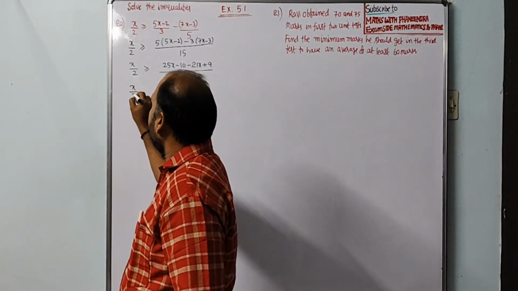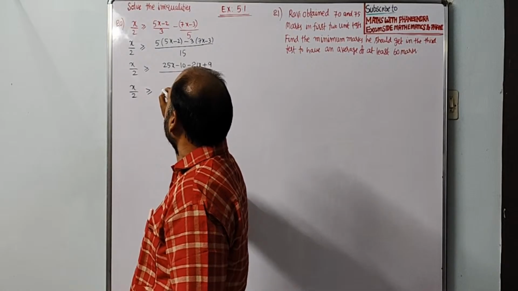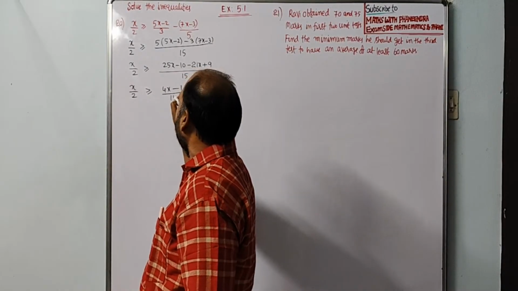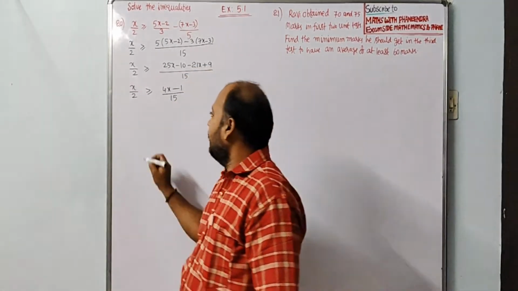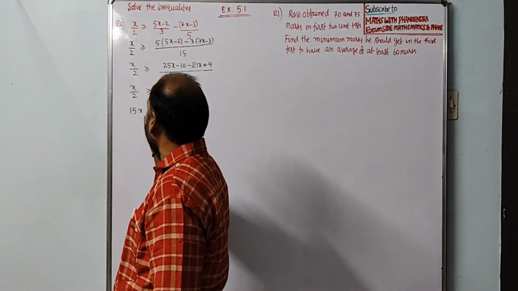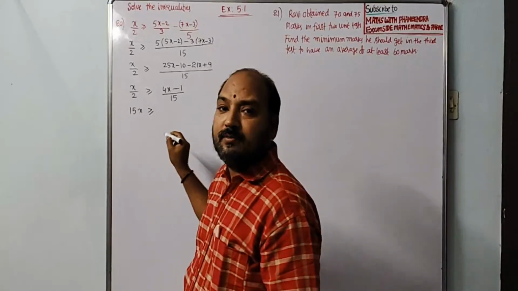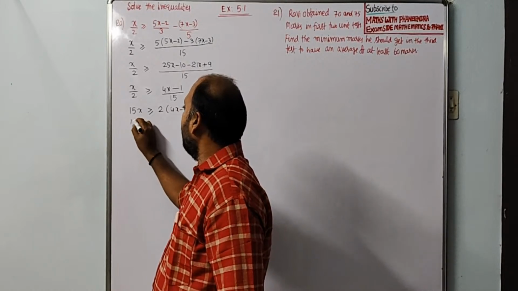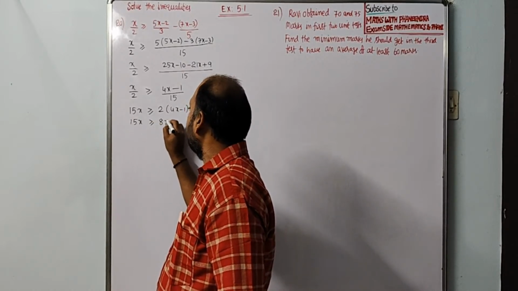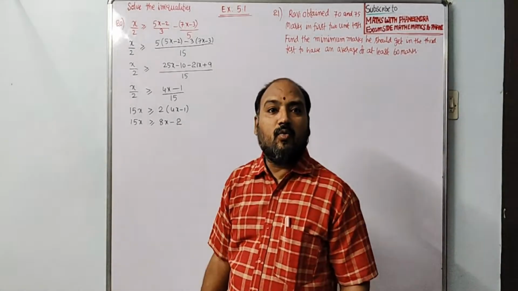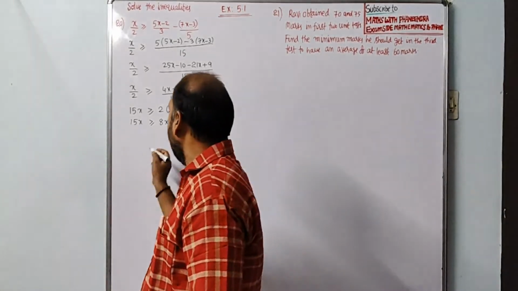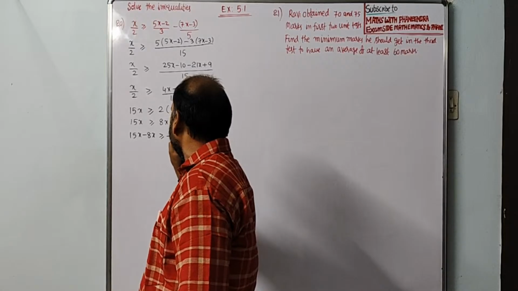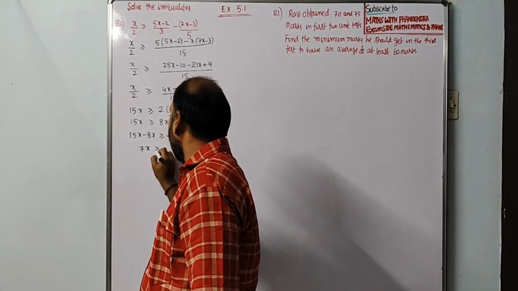x by 2 greater than or equal to 25x minus 21x is 4x, minus 10 plus 9 is minus 1, divided by 15. Cross multiply. 15x is greater than or equal to 2 times (4x minus 1). So 15x greater than or equal to 8x minus 2. Now variables on one side and constants on the other side. So 15x minus 8x is greater than or equal to minus 2. So 7x is greater than or equal to minus 2.